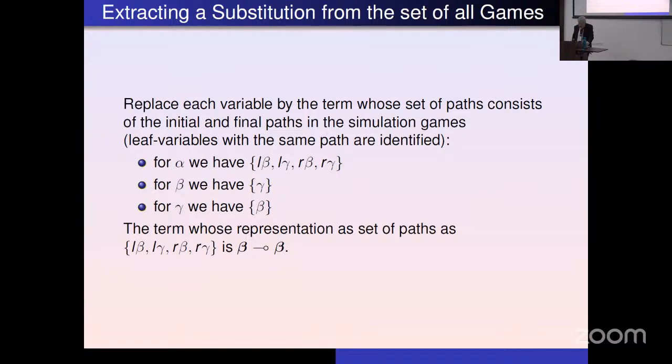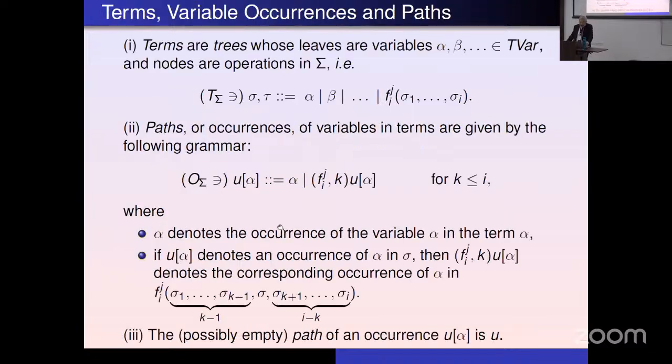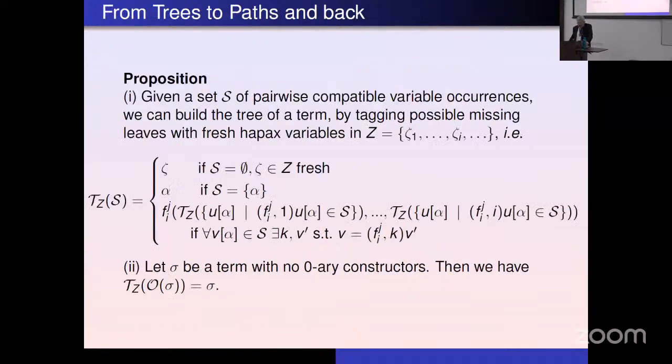Of course, all this needs to be generalized, and here we have terms in the general form. I don't really want to go into the details, but I presume that this is obvious. And of course, as I told you, from trees I can go to collections of paths, and from collections of paths I can go to trees. This was, I presume, quite intuitive, but of course, it has to be formalized properly.